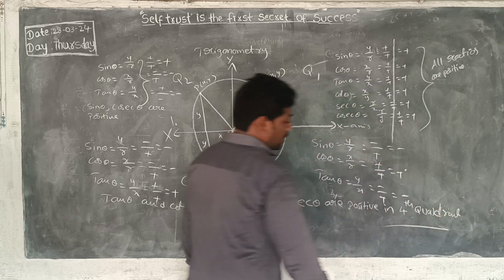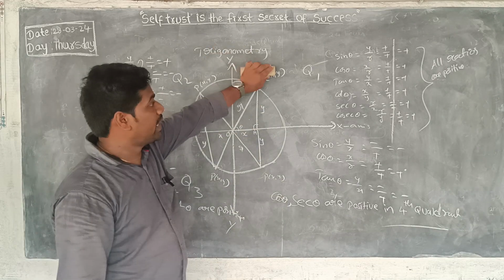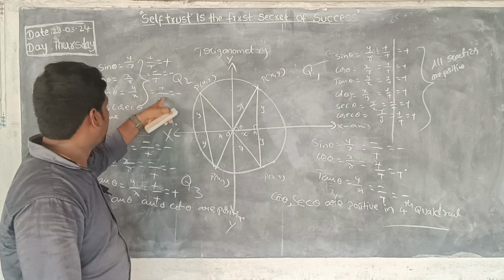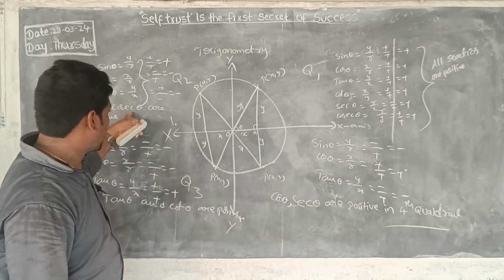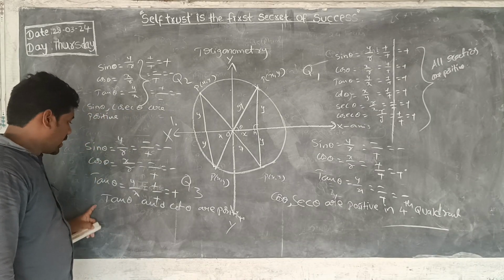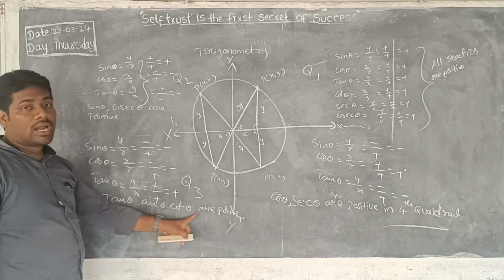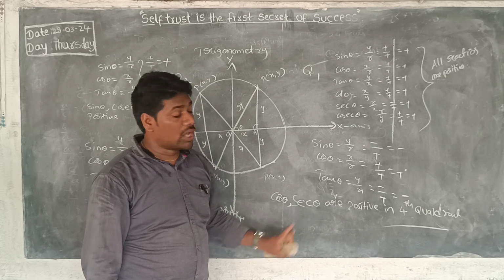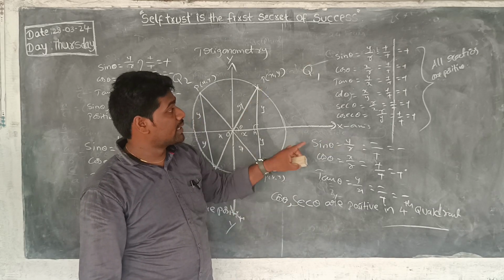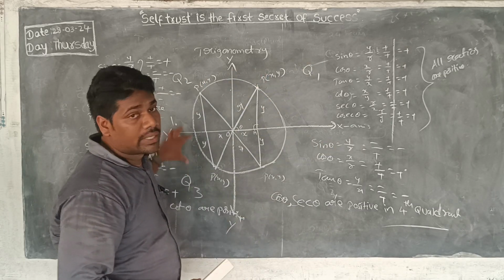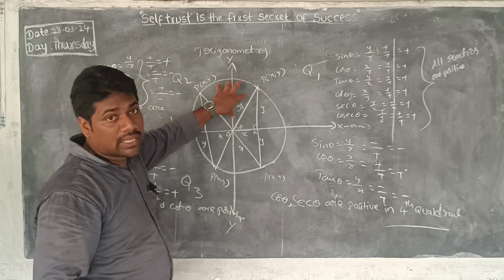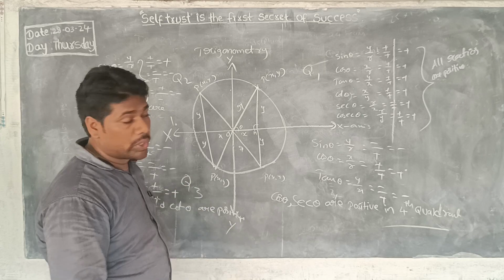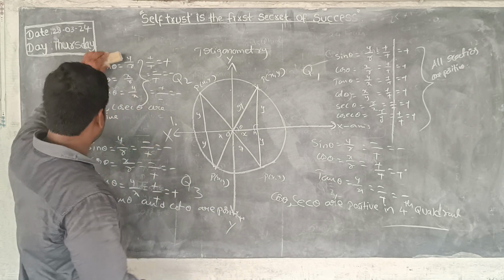If we see, in the first quadrant all ratios are positive. In the second quadrant only sin theta and cosecant theta are positive. In the third quadrant tan theta and cot theta are positive. In the fourth quadrant cos theta and secant theta are positive. So these are the movement of trigonometric ratios in this circle. That means in 360 degrees these will rotate like that. Okay, next one.